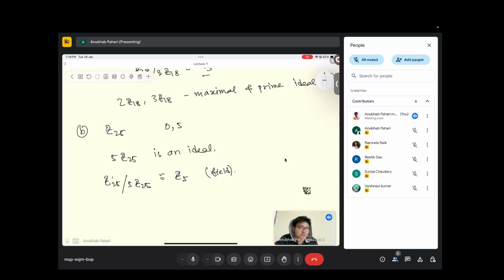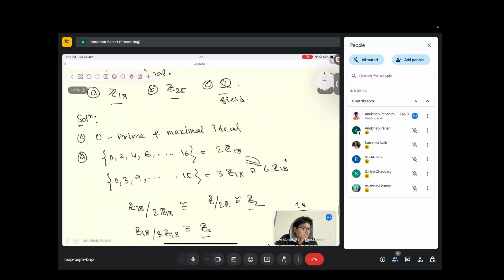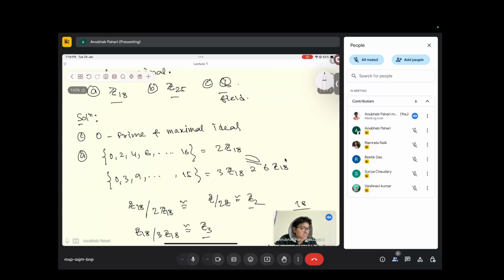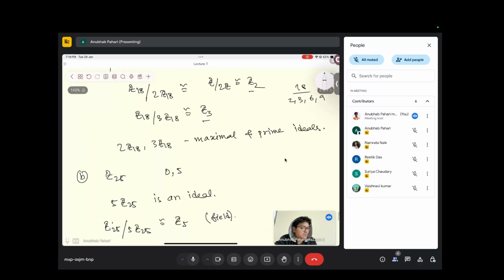Thank you, Namrata, for this notation. Otherwise I would keep writing these whole things. This is actually easier to explain and easier on the eye also.